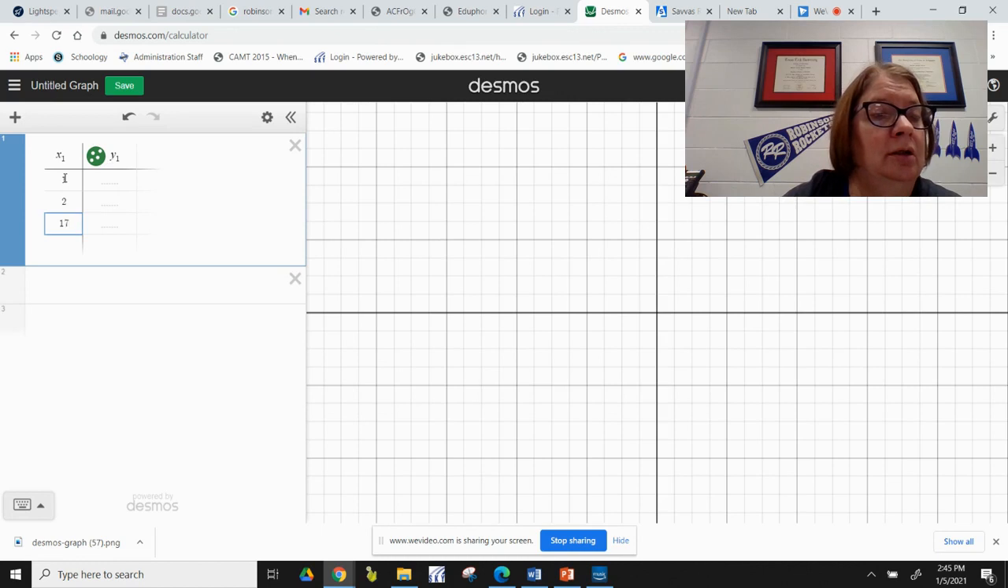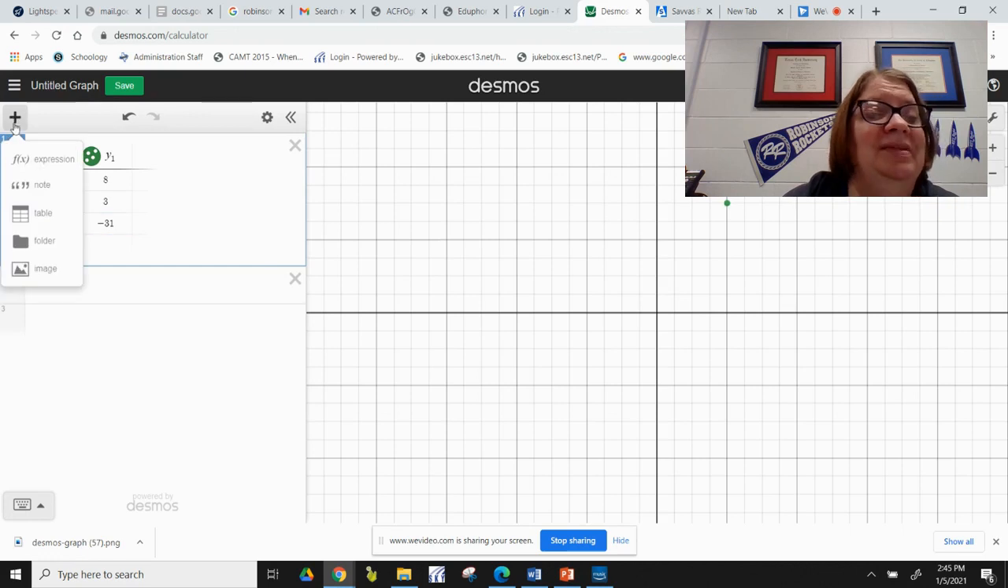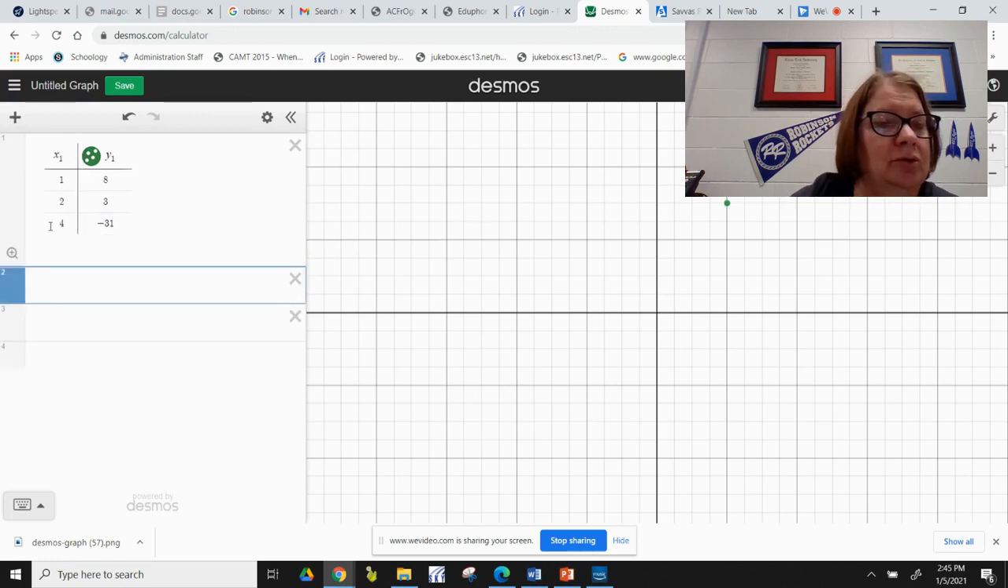And we hit table. And our x's are 1, 2, and 4. This is number 17 from your review paper. We have 1, 2, and 4. The y's in problem number 17 are 8, 3, and negative 31. Right, so what I did, I took the 3 points from problem 17 and I typed them into a table in Desmos. Then I'm going to add an expression.